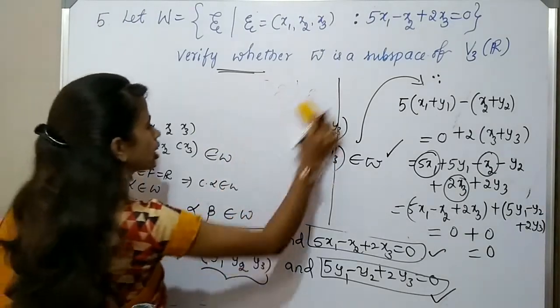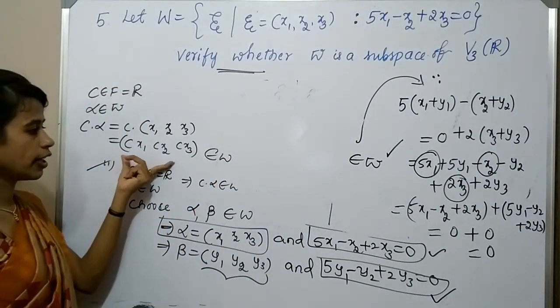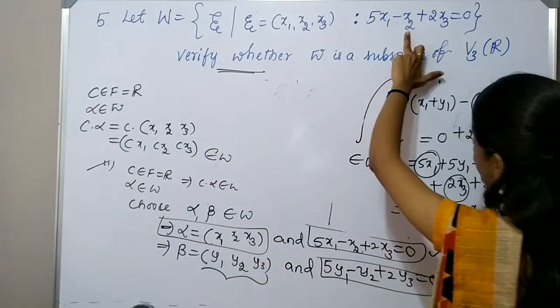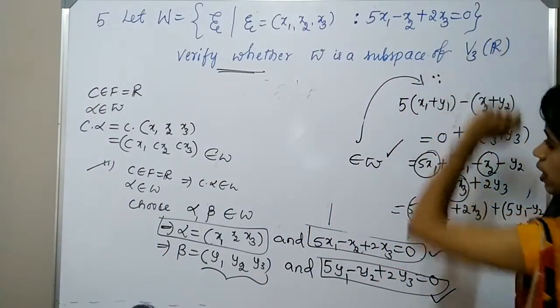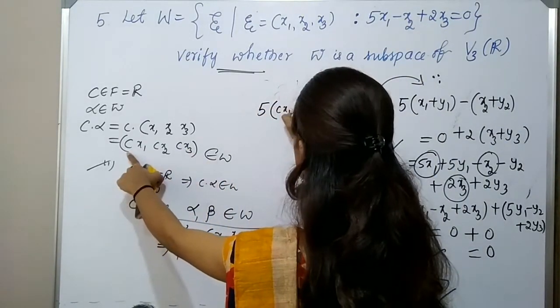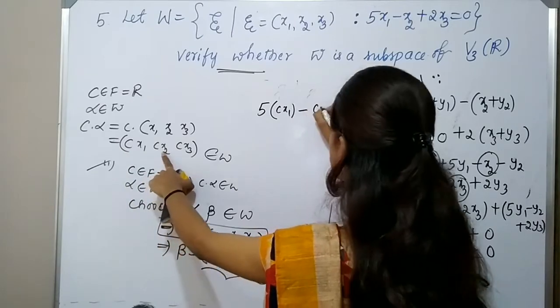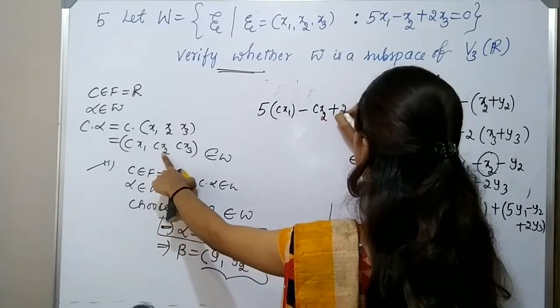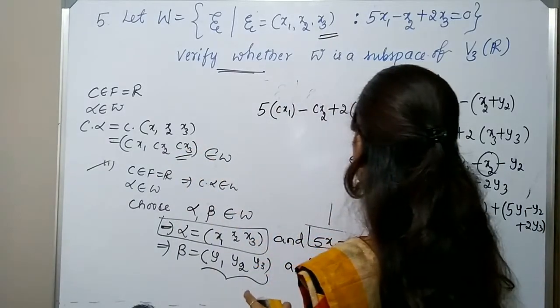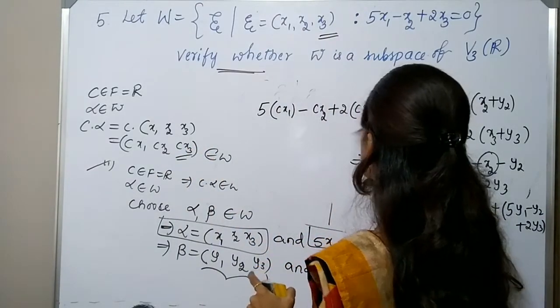To be in W, what is the condition? It must be a triplet. Clearly a triplet. And also one more condition: 5 into the first coordinate minus the second coordinate plus 2 into the third coordinate must be equal to 0. Here 5 into the first coordinate is what? CX1. Minus the second coordinate is what? CX2. Plus 2 into the third coordinate. Here the third coordinate is CX3. So what is this equal to?